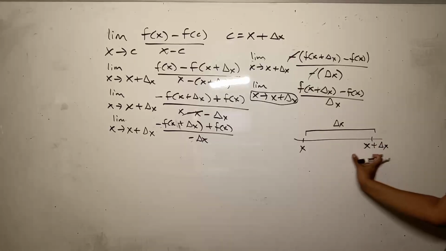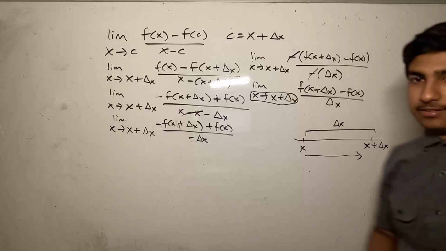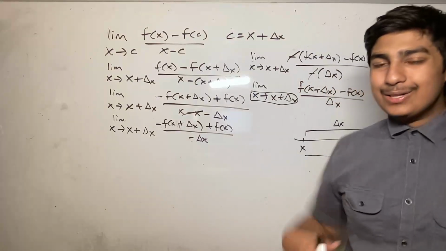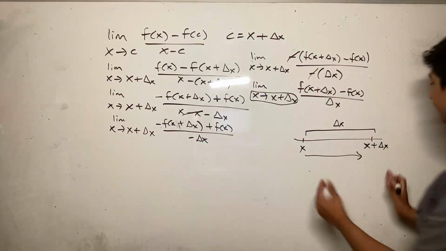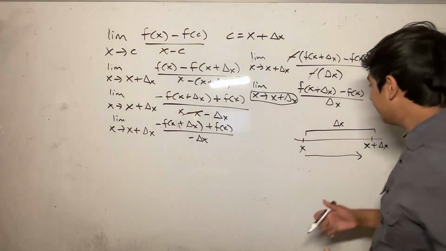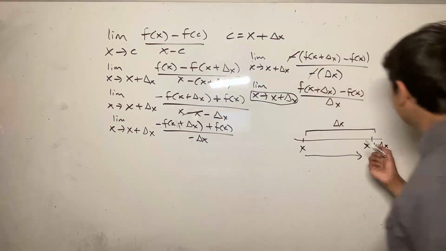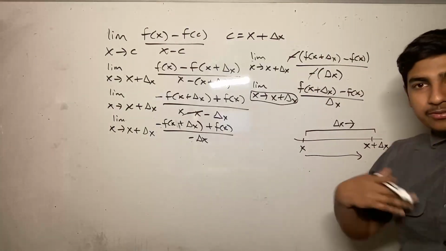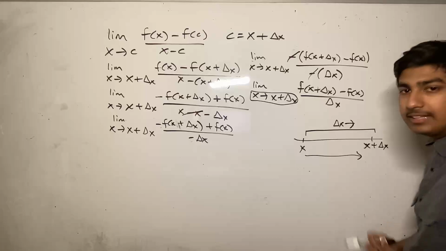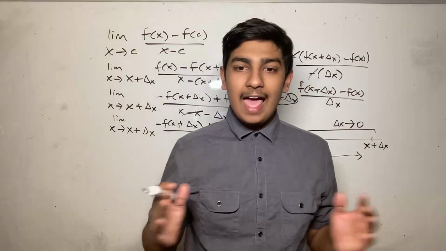And so if we look at when x approaches x plus delta x, that means that this x is getting closer to this x plus delta x. That means that they are getting closer together. And what's happening as they're getting closer together? This distance, delta x, is getting smaller. So this delta x is then, as a result of x getting closer, approaching 0, because that distance is getting smaller and smaller.